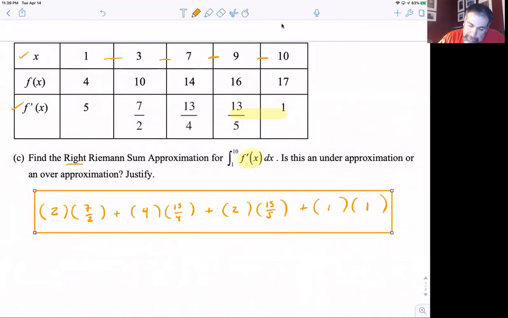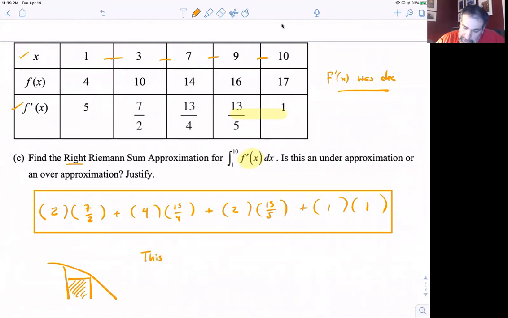But now, is this an under approximation or an over approximation? Well, you've got to remember, in the given information, it told us that f prime of x was decreasing. So since f prime of x is decreasing, we've got a drawing that's going like this. We're choosing the right-hand side. And as a right-hand Riemann sum on a decreasing shape, this is going to be an under approximation.